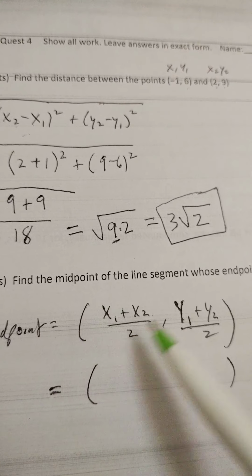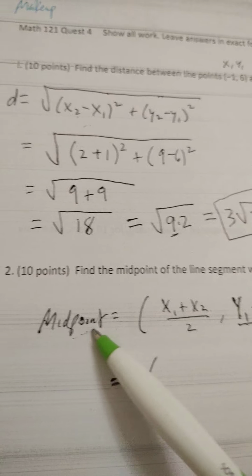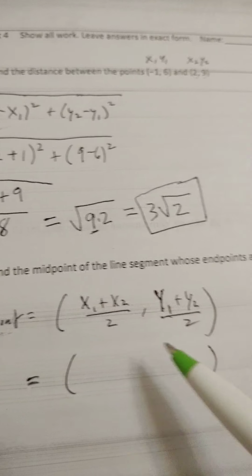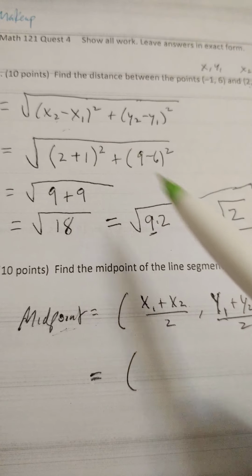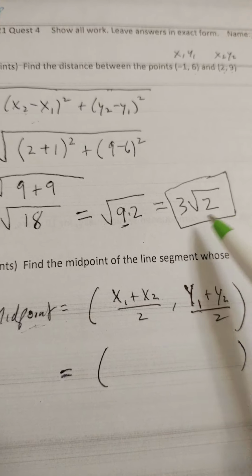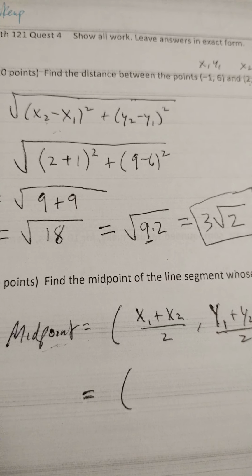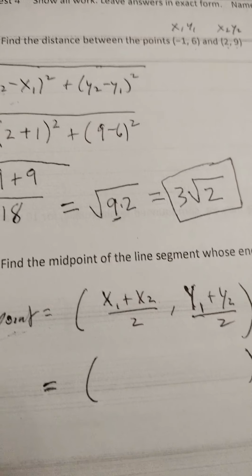So the midpoint is a point. See the word point in midpoint? So the answer is going to be an ordered pair. Whereas with distance, the answer is going to be a number: the number of units away that the 2 points are.